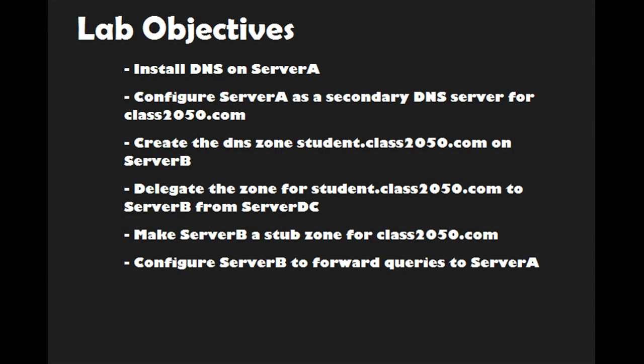And in review, we installed DNS on server A. We configured server A as a secondary DNS server for the class2050.com domain. We created a DNS zone student.class2050 on server B. We delegated the zone for student.class2050 to server B. We made server B a stub zone, and we configured server B to forward all the queries to server A.